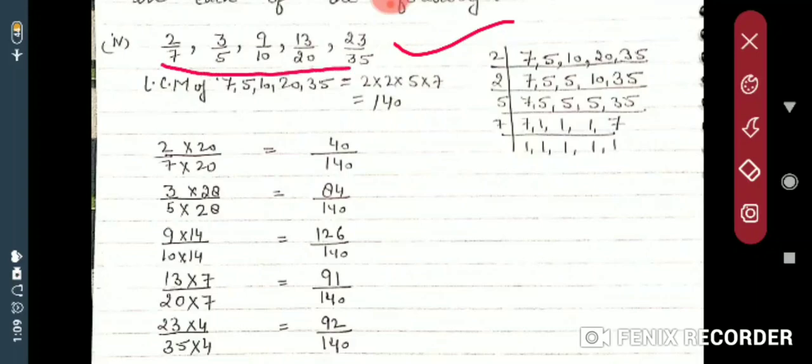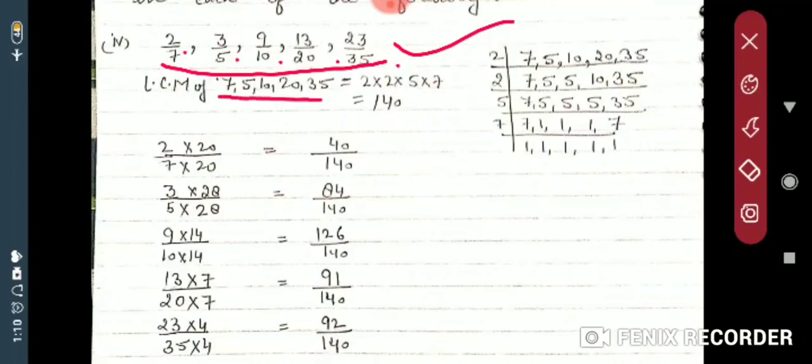Similarly, these are the fractions. Can you see that all the denominators are different? When the denominators are different, we can't tell which number is greater. So what will you do? First we will make all the denominators equal. Only then can we tell which number is bigger or which number is smaller.